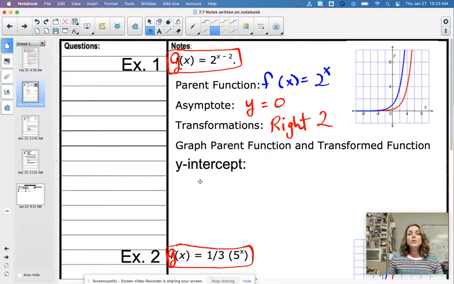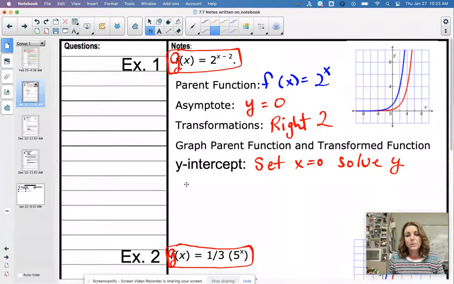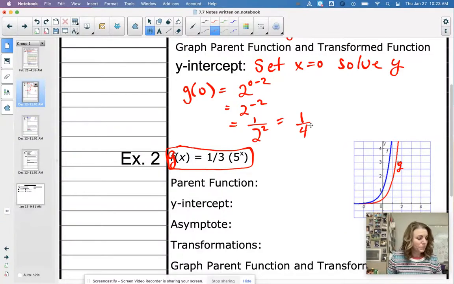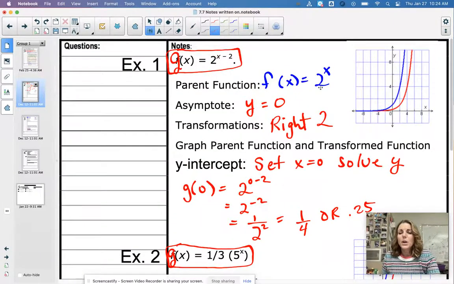We're going to find the y-intercept of the transform function. How do you find a y-intercept? You set x equal to 0 and you solve for y. So I set x equal to 0. I have 2 to the 0 minus 2. Well, that's just 2 to the negative 2. Well, we already know what to do when we have a negative exponent. We take the reciprocal to make it positive. And that's just 1/4. So that is the y-intercept. The other thing we could have written as 0.25. If we look at the red graph, we can see the y-intercept is right there. And yes, that's very close to 1/4.